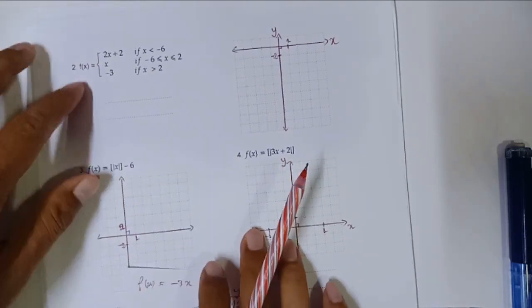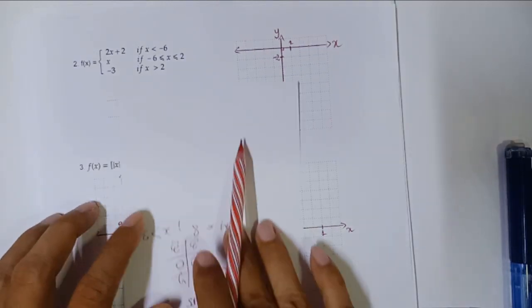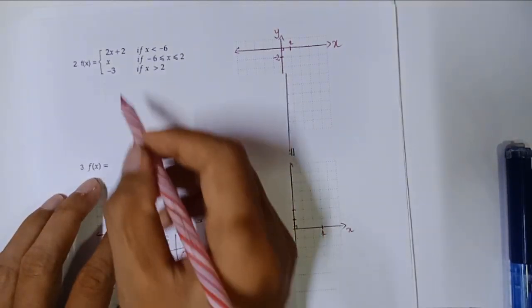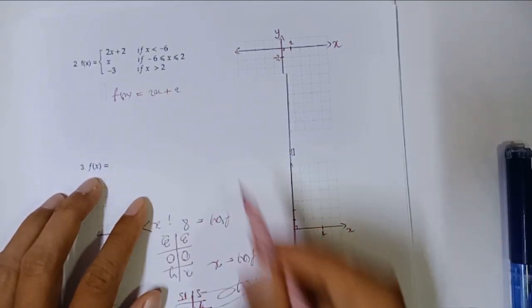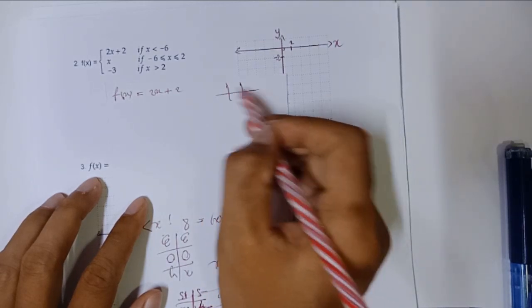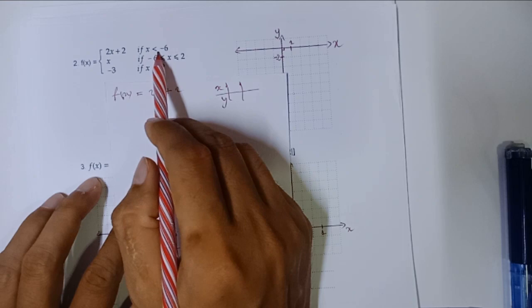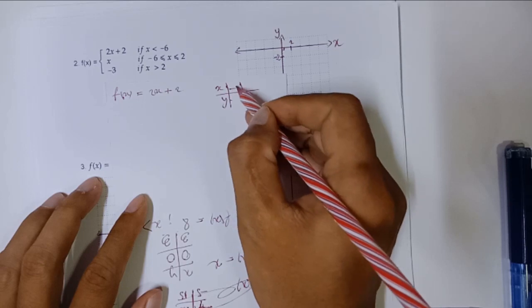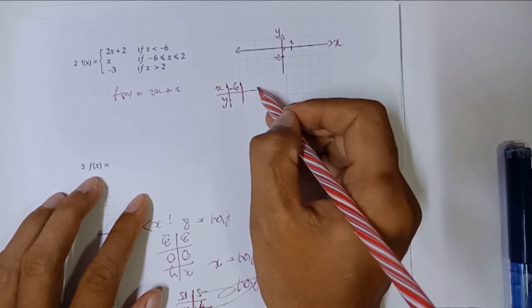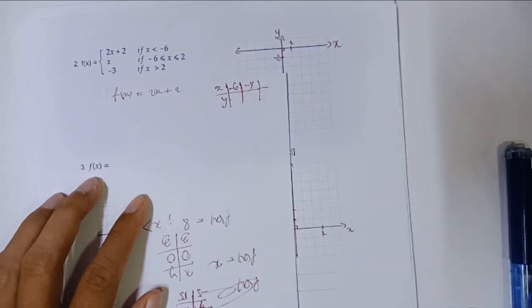Number 2. Okay, number 2, we do the same thing, graphing each of these sets first. Now graphing this set first, f of x equal to 2x plus 2. Looking at this together, this is x smaller than -6, so I will put -6 as the borderline. And then another point going to be, let's say, -7.